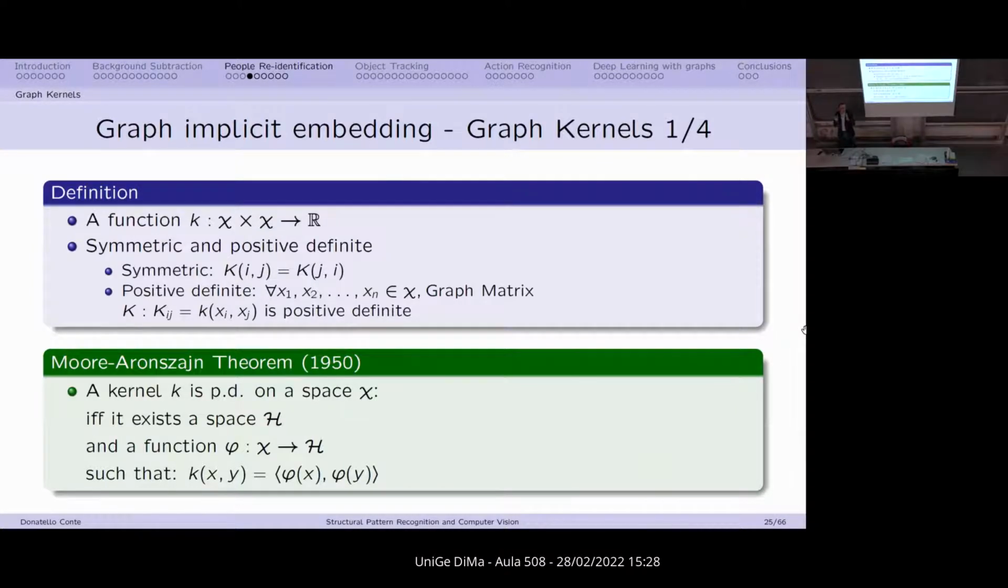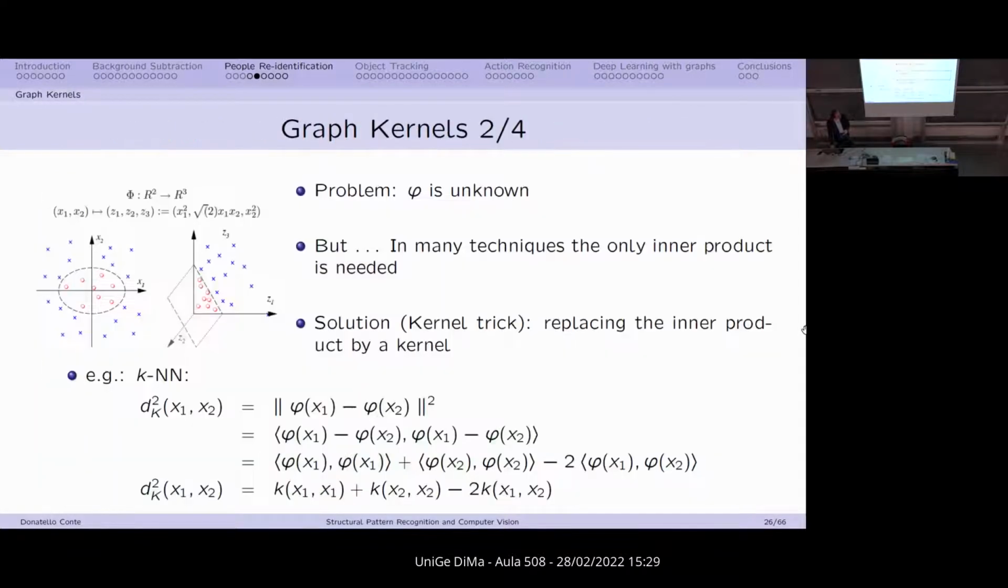So in fact, we have data that are structured, but with a kernel we can use the comparison between graphs. We can use this kernel function as a vectorial product in the hidden space. And in some problems, we don't need explicitly the function to embed the graph in a vectorial space, but we just need to have this kind of function. This kind of technique is called the kernel trick. So instead of using the vectorial product between data, we use the kernel function between data.